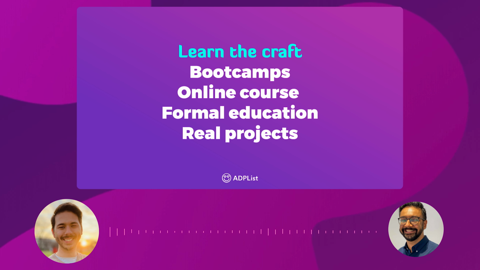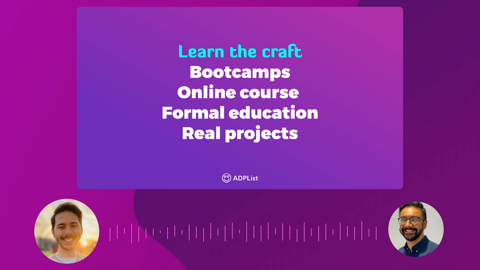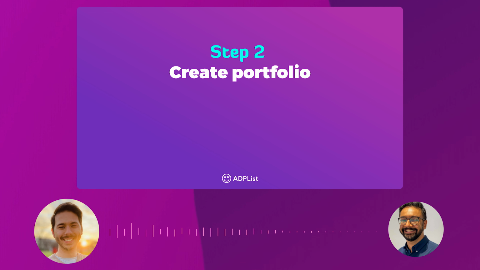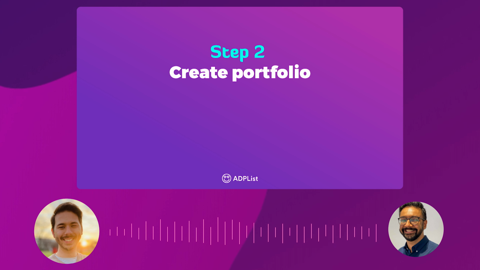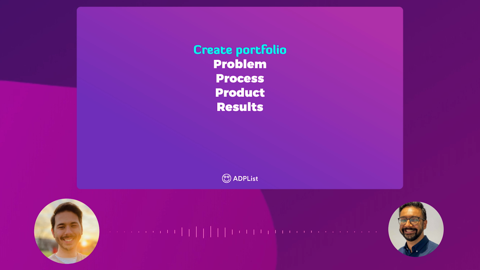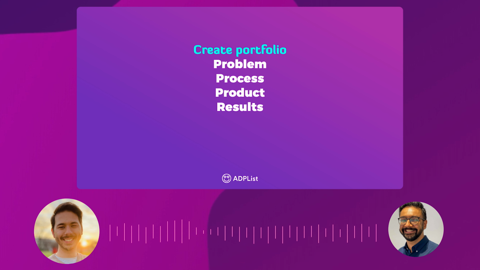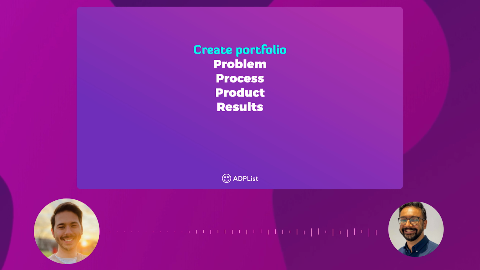Once you've got your education and learned the principles, I'm sure we could do a whole video on learning the craft. But once you've done that, create a portfolio. I wanted to share my portfolio as an example to go over these four steps. A good portfolio should talk about the problem, what your process is, what product you created, and what result it delivered. Now, you might be asking, if this is for an internship, I might not have that real world experience yet. I would recommend making it hypothetical as much as possible.